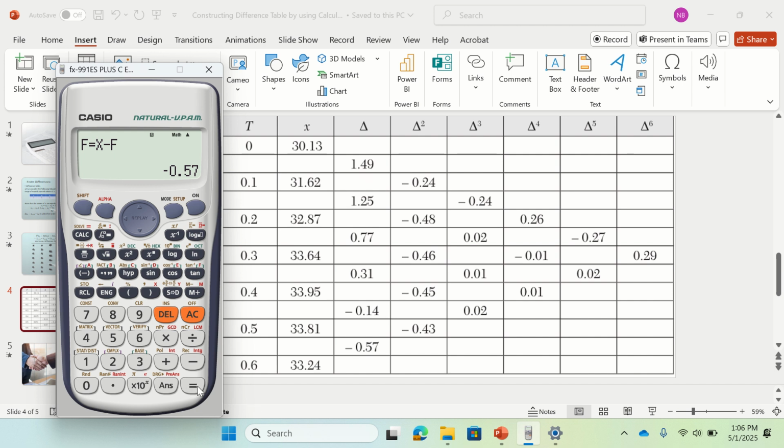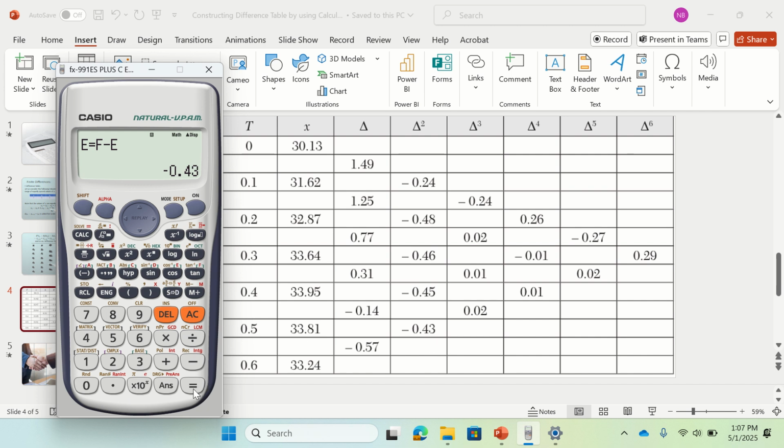And if you press equal again, it will ask about the values of B. You don't need to change them. A, C, D, and so on. As you reach A again with the formula like this one, it will give you the next difference. So that is minus 0.24. Press again, it will give you the next difference, which is minus 0.48. Press equal again, that will give you minus 0.46. Press equal again, that will give you minus 0.45. Press equal, that will give you minus 0.43.